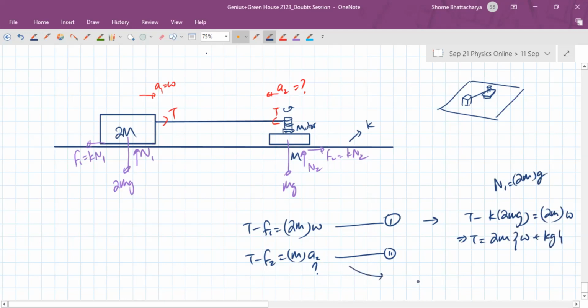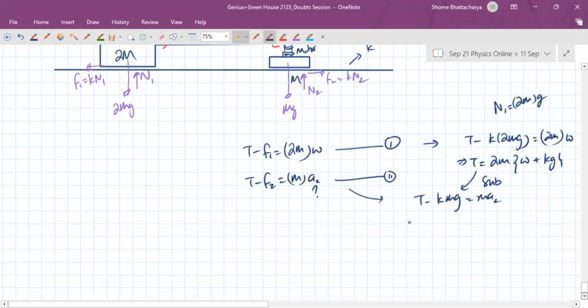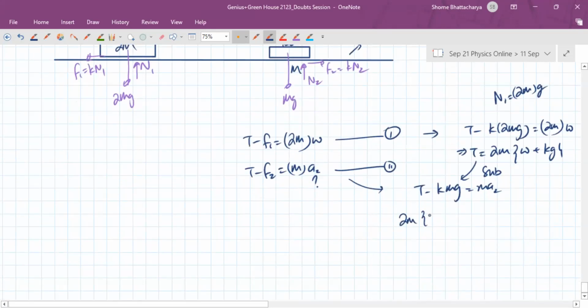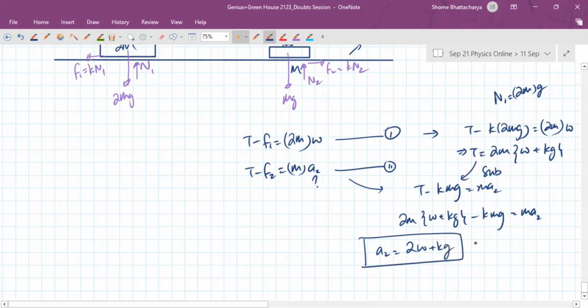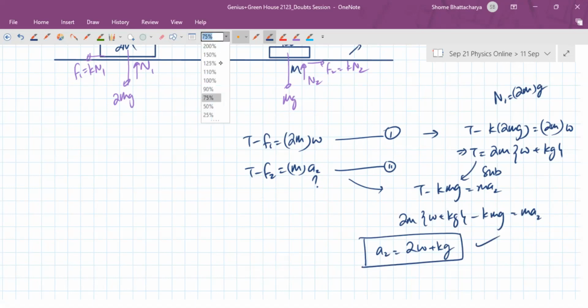Now in this you substitute. T minus Kmg is equal to mA2. So substitute this value of T: 2m into (W plus Kg) minus Kmg is equal to mA2. So A2 will come out to be something like 2W plus 2K minus K, so 2W plus K. Okay, is the method clear, beta? Yes, sir.